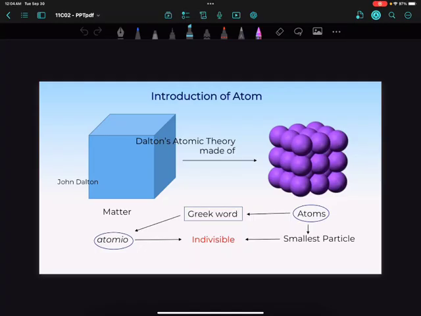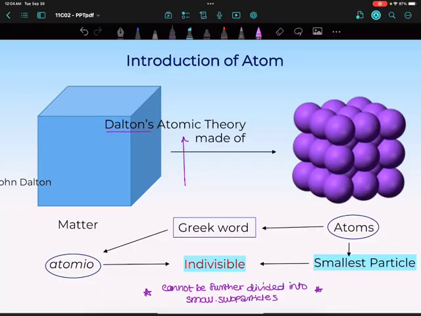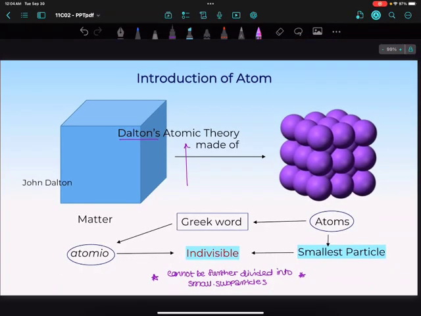Okay, it is the smallest particle and it is indivisible. Indivisible means it cannot be further divided into smaller subparticles. This was the statement given by Dalton. Okay, he said that it is the smallest indivisible particle.